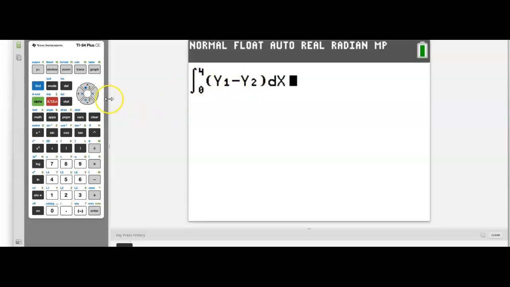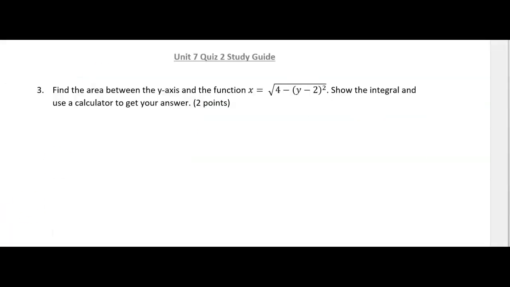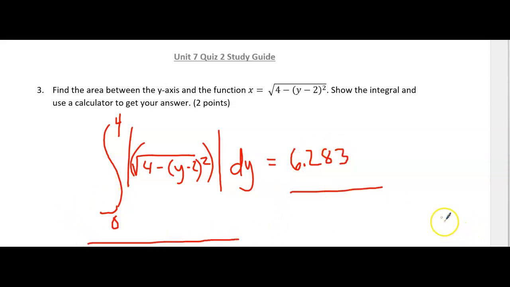But these two functions are just intersecting in two places, so we're safe. But there it is. 6.283 would be the final answer for that one. So 6.283. And once again, you're getting 1 point for the integral and 1 point for your final answer there.